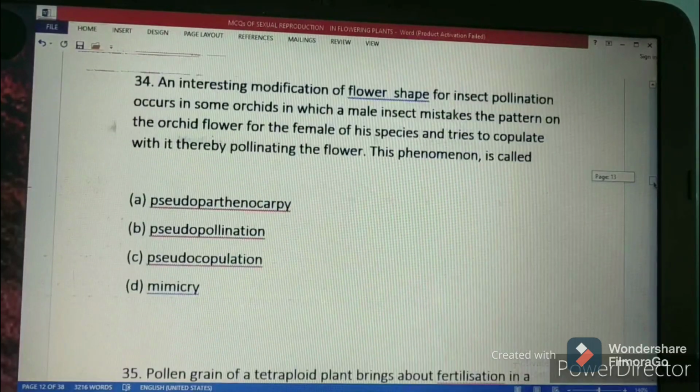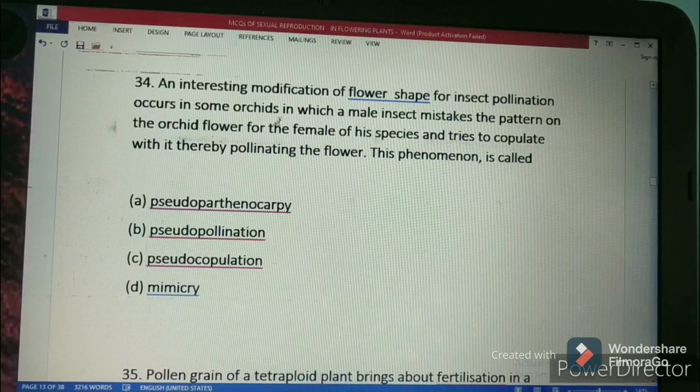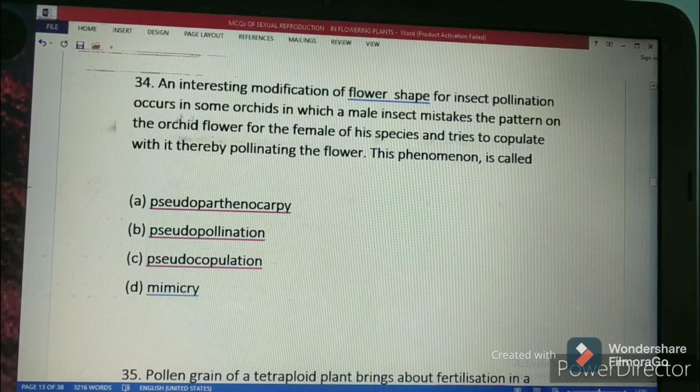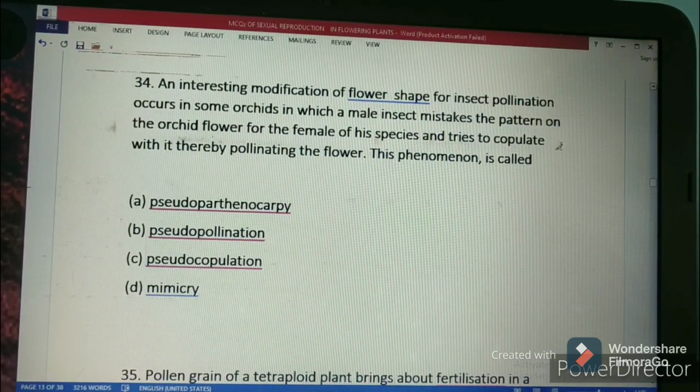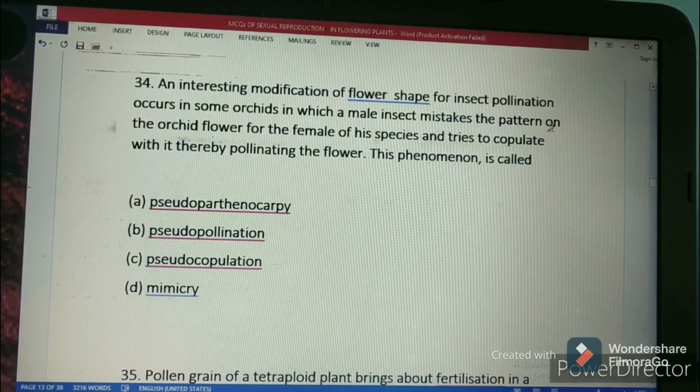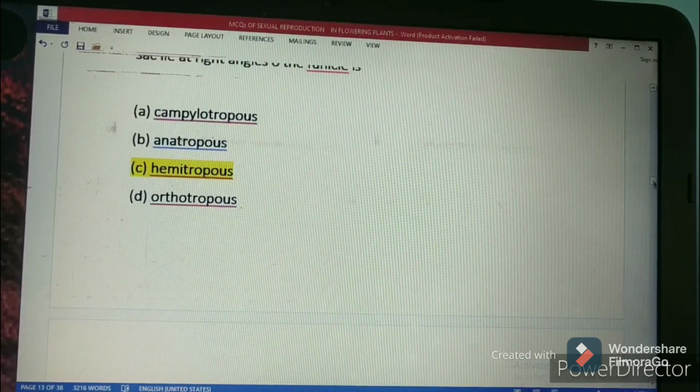An interesting modification of flower shape for insect pollination occurs in some orchids in which a male insect mistakes the patterns on the orchid's flowers for the female of his species and tries to copulate with it, thereby pollinating the flower. This phenomenon is called pseudocopulation. Answer C is the correct answer.